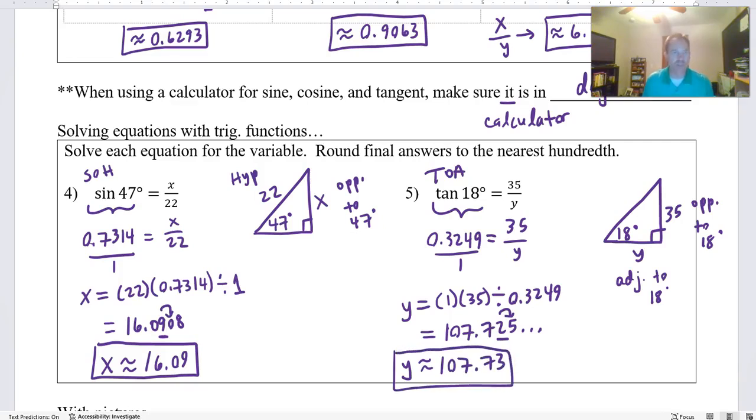Okay. So this is where in 4 and 5, we were given these equations. I kind of set up what it would look like with the triangles. So the next section is where we're just going to start with the triangles. We're going to have to come up with the equations.